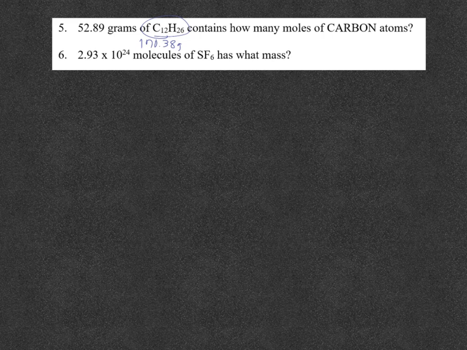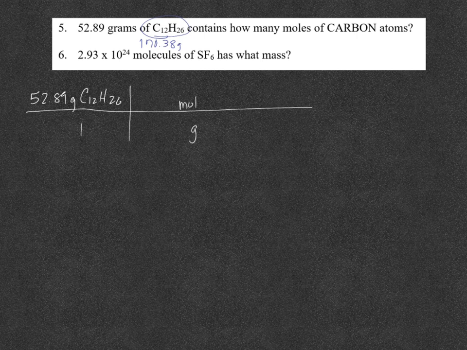170.38 grams. So I'm going to now start with 52.89 grams of C12H26, put it over 1, gram comes down, mole goes to the top. 1 mole has a mass of 170.38. Now that I'm in moles, I can go anywhere I want. And I can go from moles of C12H26 to moles of carbon, because I know I have 12 moles of carbon per every 1 mole of C12H26.